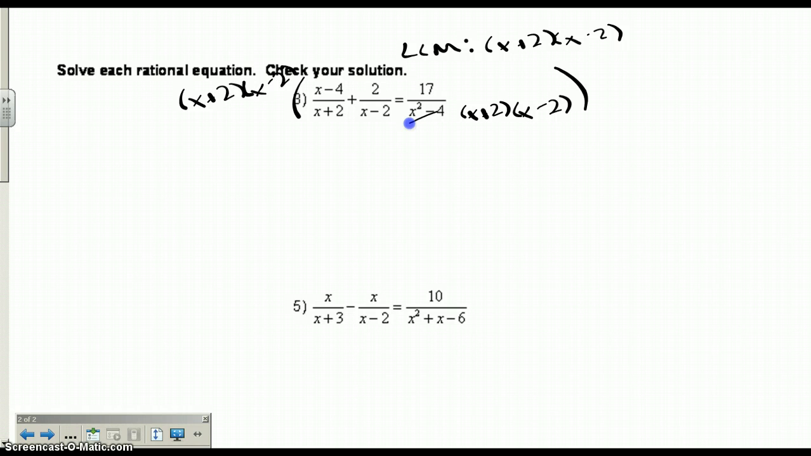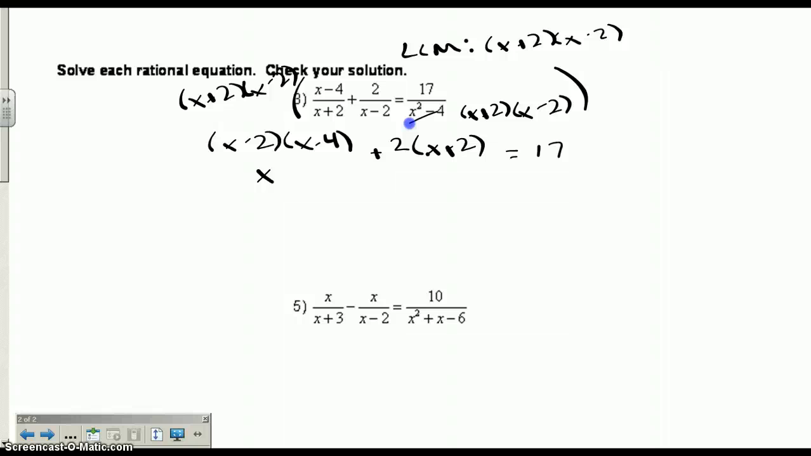Now, the reason why I leave it in factored form is so I can show you what simplifies out. I have to multiply this by all three rational expressions. So if I multiply by the first one, the x plus 2 simplifies out. I'm left with this. Okay. The second one, the x minus 2 simplifies out, so I'm left with this. And the third one, the entire LCM simplifies out, so I'm left with 17. So now I'm going to multiply out and simplify.